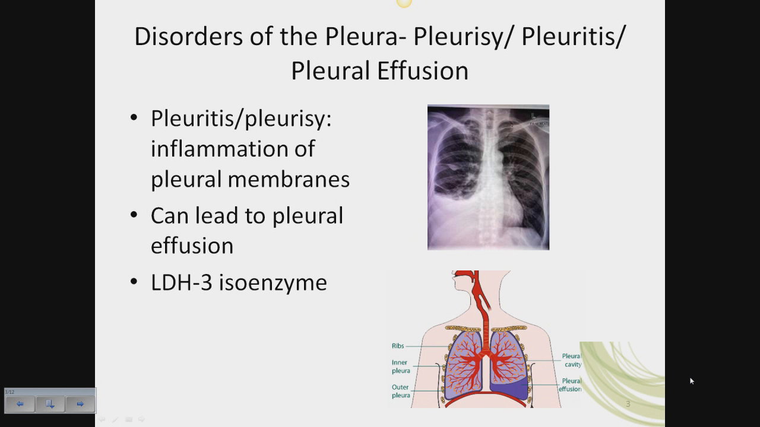One of the diagnostic tools for the effusion, and remember the effusion is the filling. Instead of saying you're filling that space, it's just effusion. There are 5 isozymes for lactate dehydrogenase, or LDH.